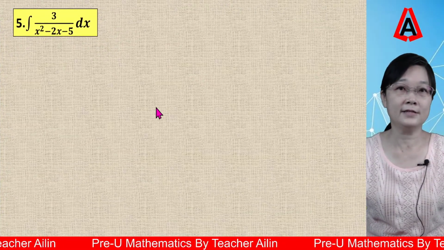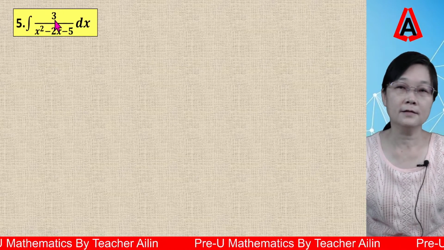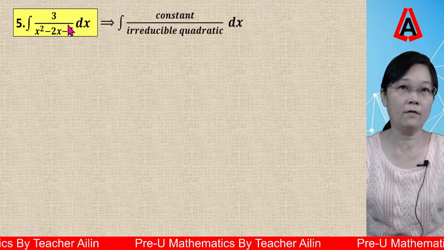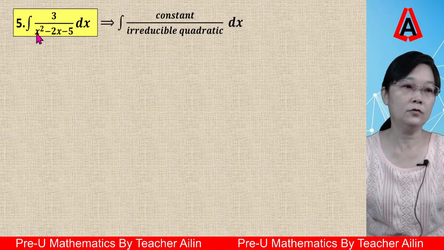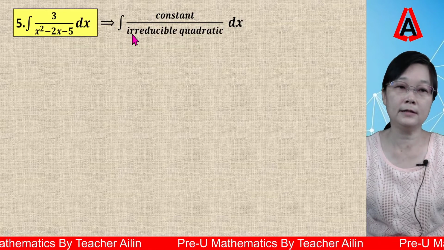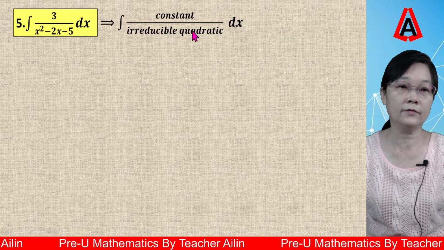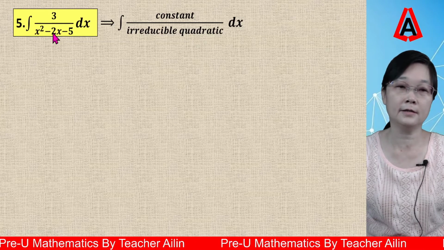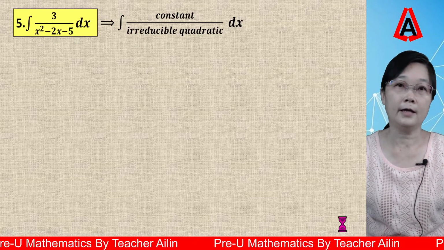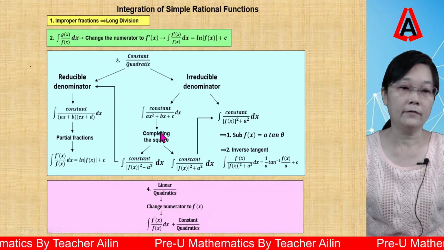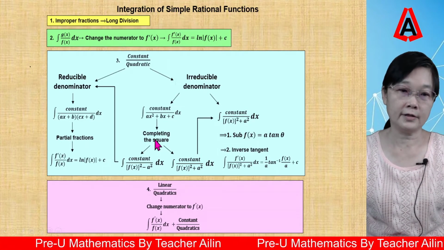Now let's proceed to the following question. For this question, the rational function is in the form where the numerator is a constant and the denominator is an irreducible quadratic. That is, we are not able to factorize the quadratic here. If we are not able to factorize the quadratic, based on the mind map, we need to carry out completing the square for the quadratic.